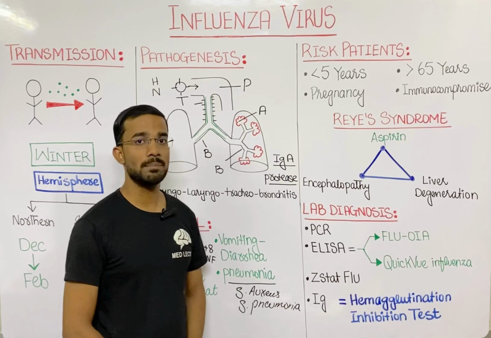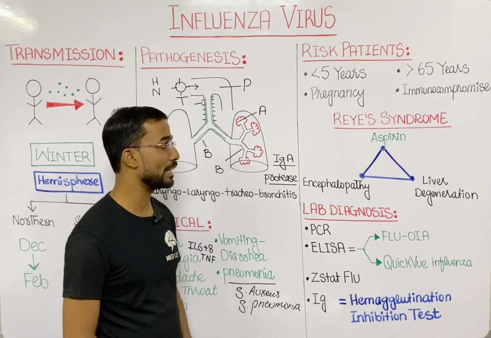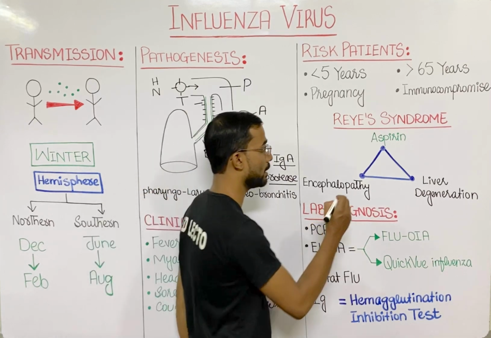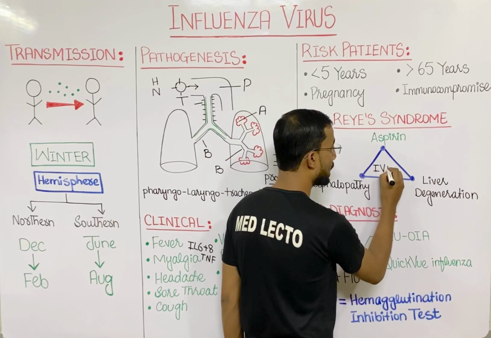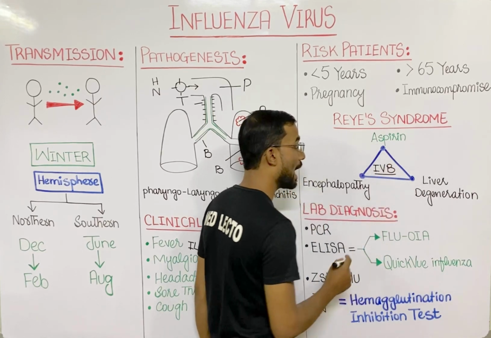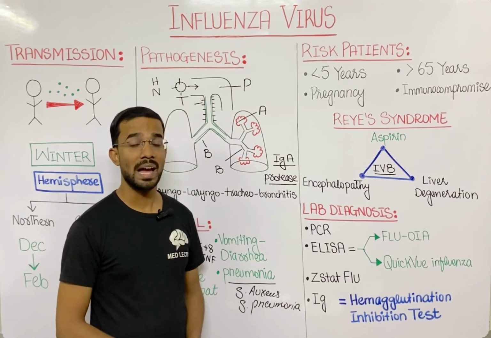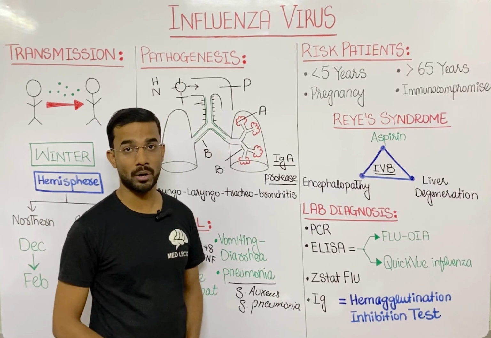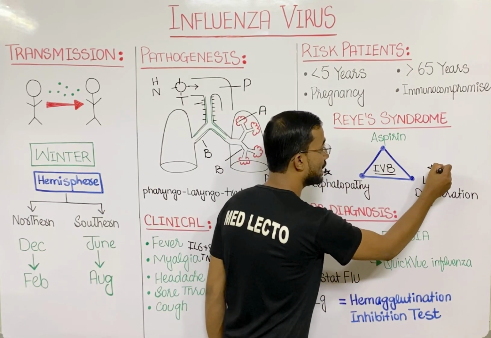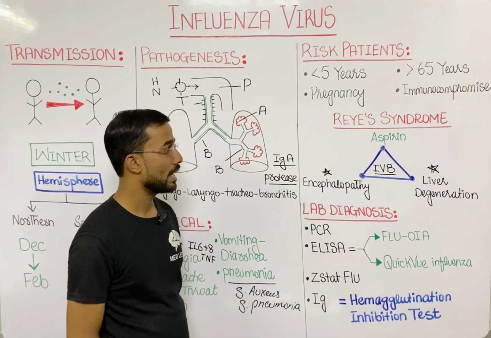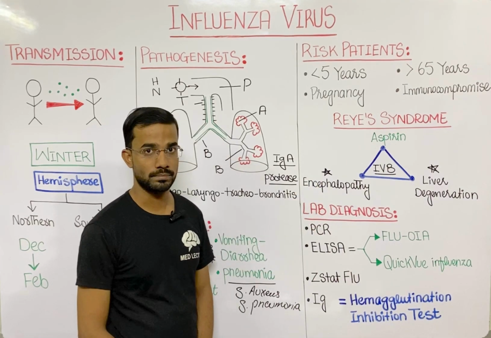Reye syndrome, that is the most important. When children are affected by the influenza virus, specifically or importantly influenza virus B, and if we give aspirin to those children, as a result you will see the two most important manifestations, encephalopathy and liver degeneration, and as a result you will see Reye syndrome.